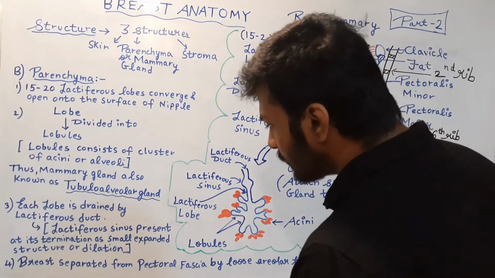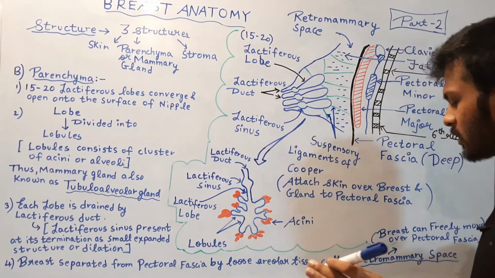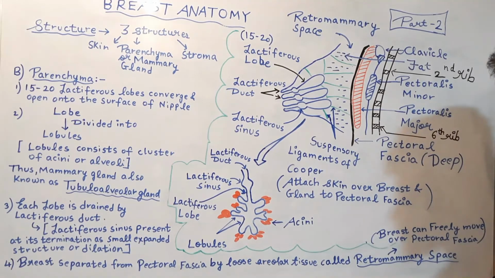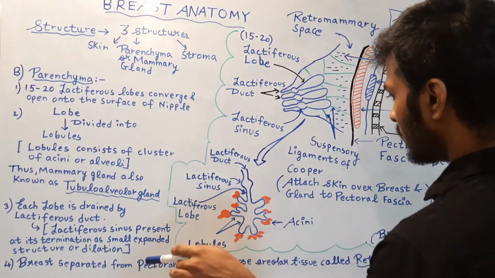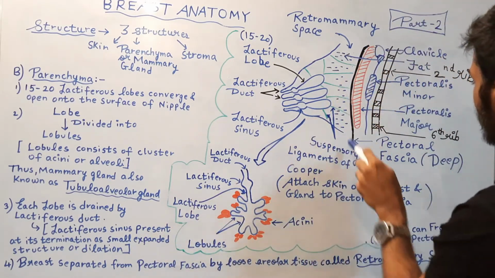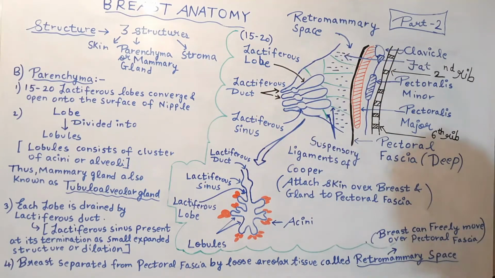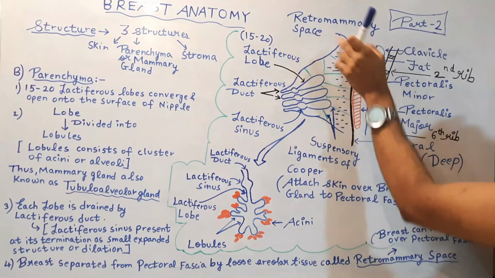The next point is the breast is separated from pectoral fascia by loose areolar connective tissue called retromammary space. And due to this retromammary space, the breast can freely move over pectoral fascia. So as we can see, this is pectoral fascia, deep pectoral fascia. This is breast. So the breast is separated from pectoral fascia by retromammary space.